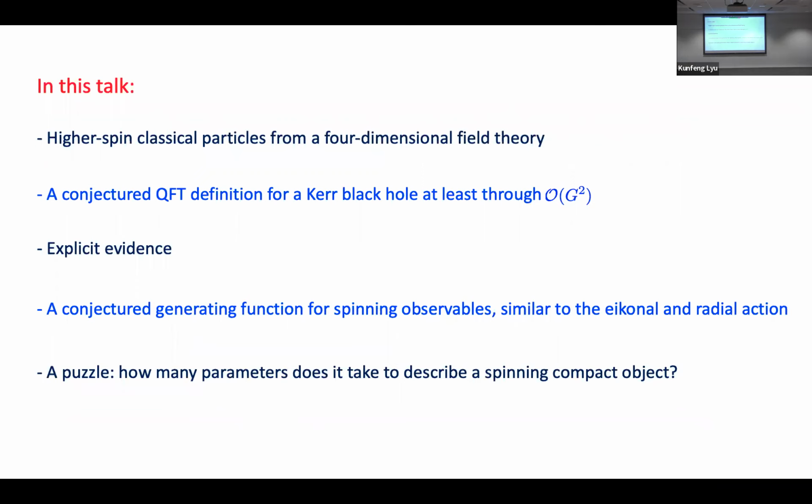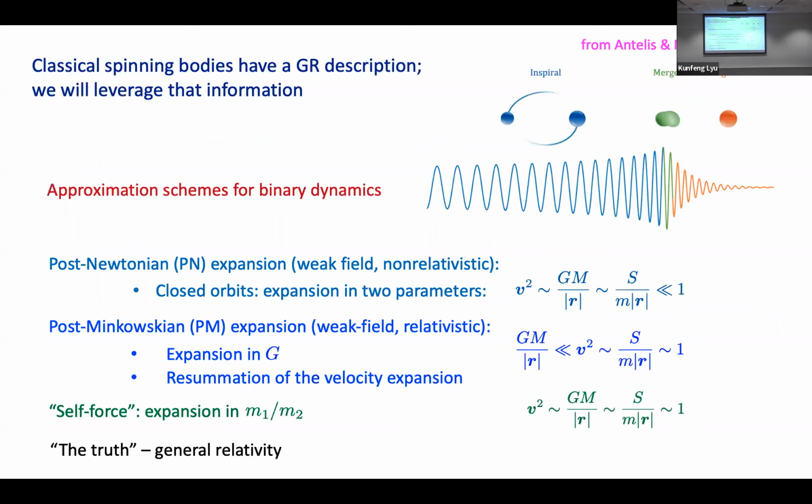So that's the plan. We're going to talk about higher spin classical particles from a 4-dimensional field theory point of view. We're going to conjecture a field theory definition of the Kerr black hole. We're going to show evidence and this generating function that I just described. So again, this is just to set the stage for the kind of information that we're going to use.